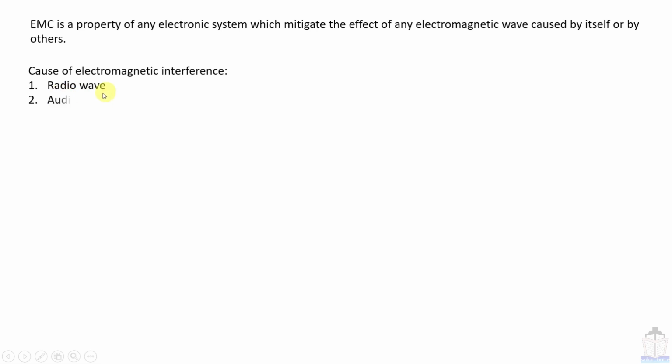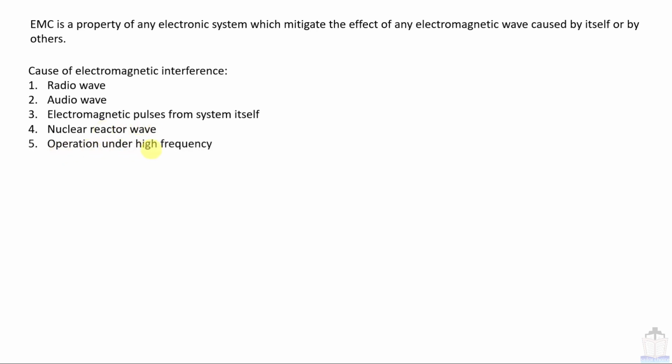So, radio wave, audio wave. Radio wave means when we use a walkie-talkie, then radio waves are generated. So this also can hinder the function of the MPCs. Audio wave means suppose you are using any audio device, then it may also interfere with the PLC. Next is electromagnetic pulses from the system itself. A nuclear reactor wave means your ship is passing through a nuclear reactor, then surrounding the nuclear reactor you might face some electromagnetic wave. So this is also a cause. Another one is operation under high frequency.